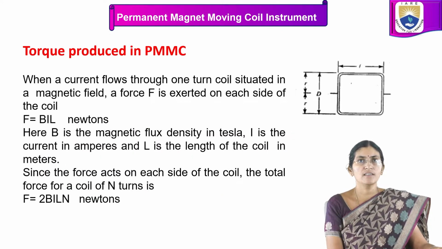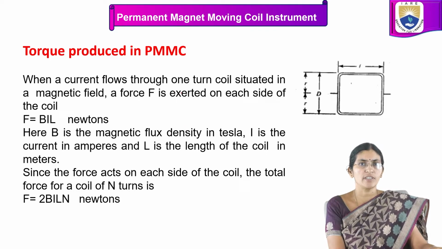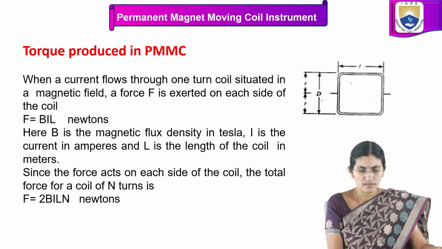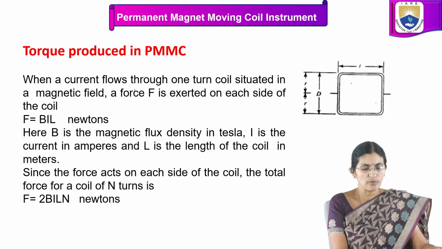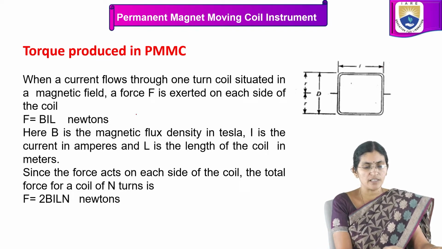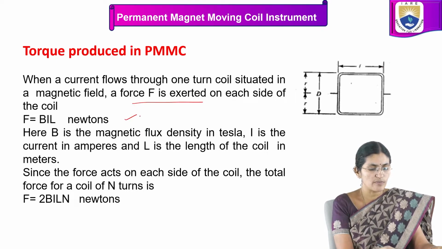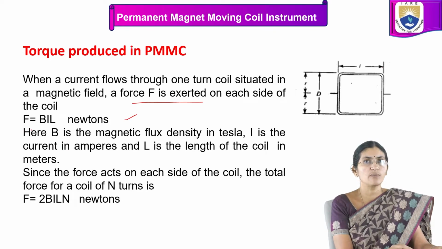Now let us see the expression for torque produced in a PMMC instrument. Consider this is the coil, this is the radius of the coil, and this is the length of the coil. When a current flows through a one turn coil situated in a magnetic field, a force is exerted on each side of the coil. This is according to the Lorentz force equation. Force F is equal to BIL. It is given in newtons.